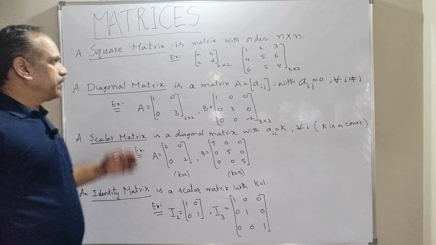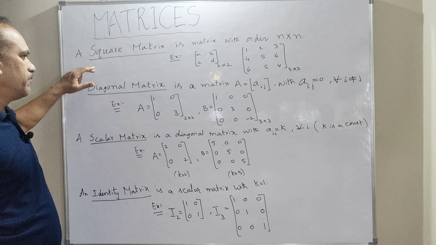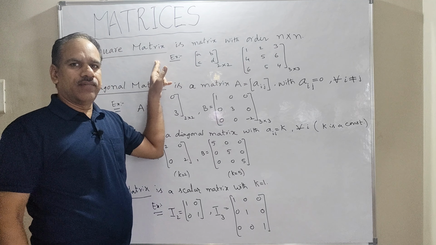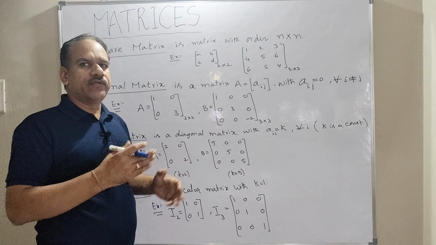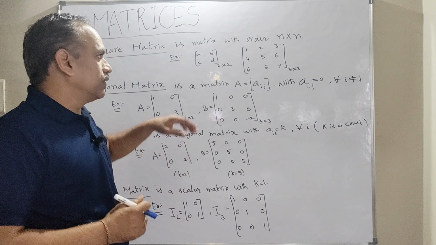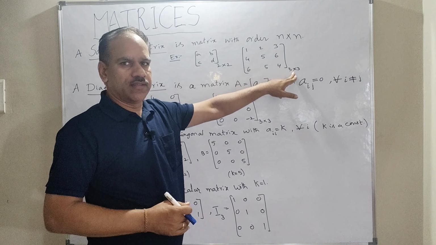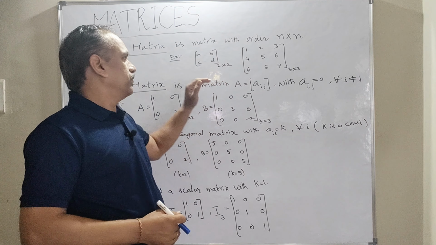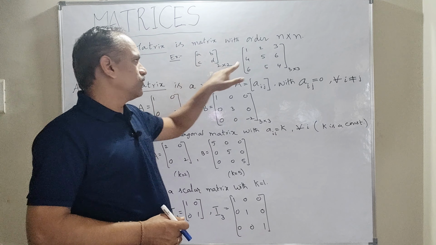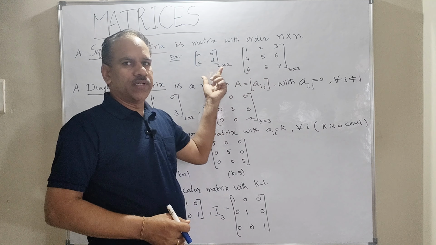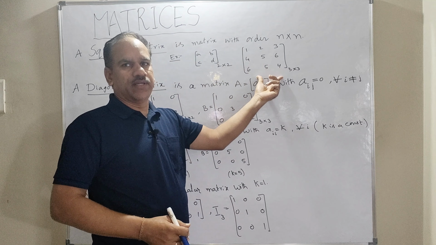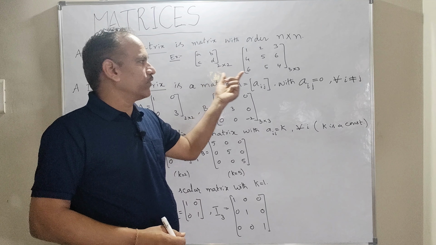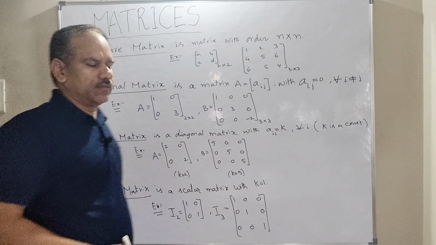Coming to the next type of matrices, a square matrix. So what is a square matrix? A matrix whose order is n into n, n by n. That means 2 by 2, 3 by 3. That means the number of rows is equal to the number of columns. So you have 2 rows, 2 columns, or 3 rows, 3 columns: a 2 by 2 square matrix, a 3 by 3 square matrix. Simply you can call it a square matrix of order 2, a square matrix of order 3.